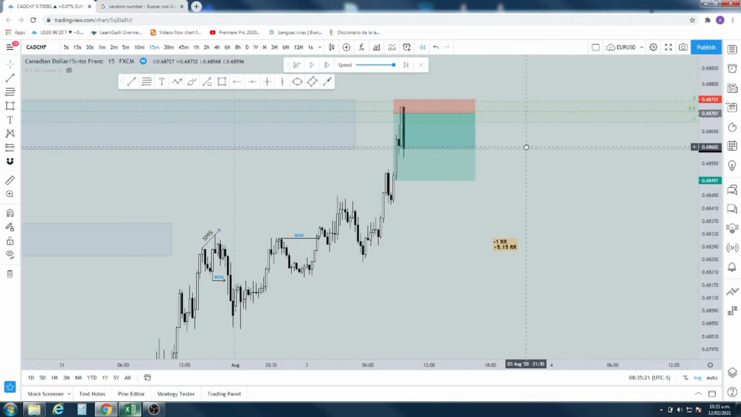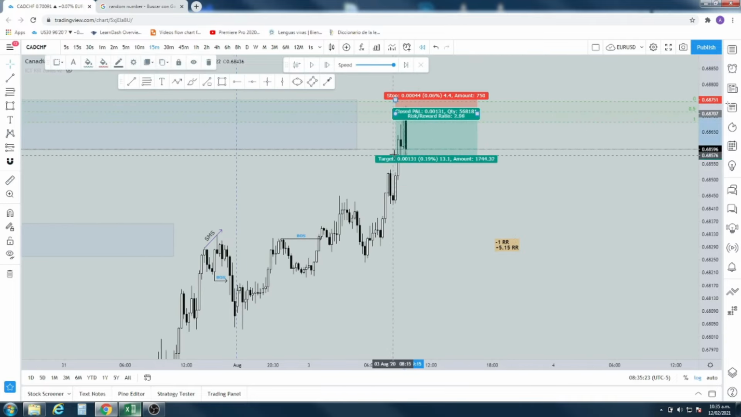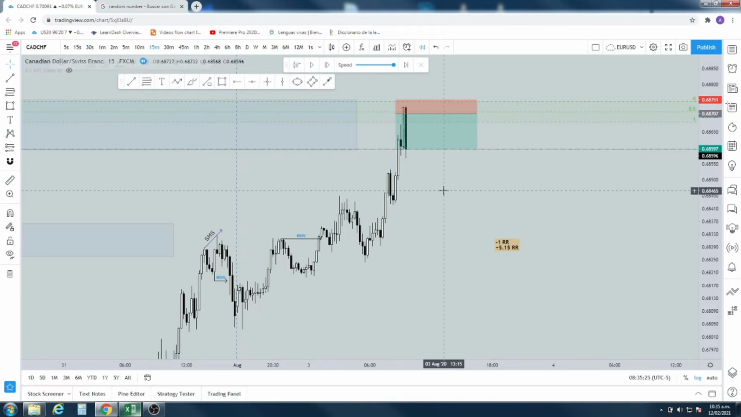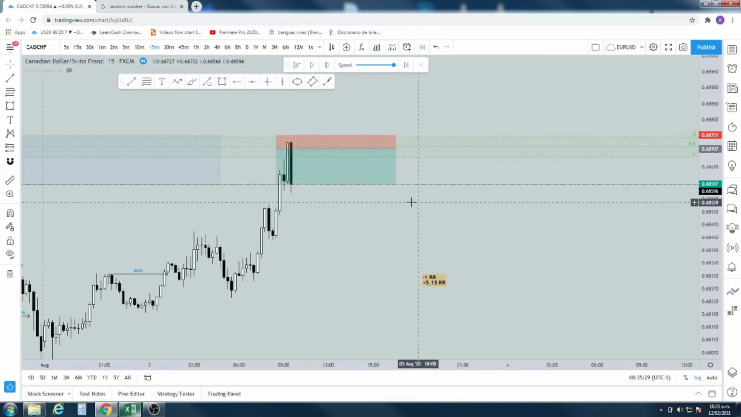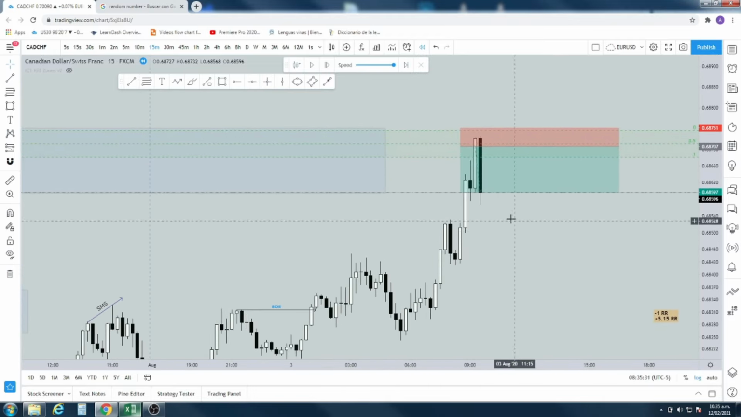I will close the trade at 2.5R because I'm afraid that because we are on a bullish trend and we just filled a void, we are going to potentially get stopped by price continuing the uptrend.